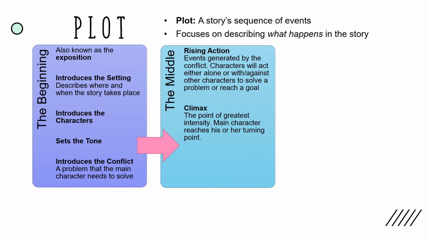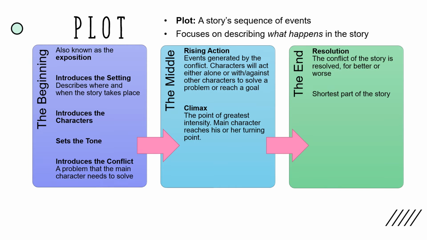The middle of the story consists of rising action, or events that are generated by the conflict. Typically, characters will act either alone or with or against other characters in order to solve a problem or reach a goal. The middle of the story ends with the climax, or the point of greatest intensity. This is where the main character reaches his or her turning point. Finally, the end of the story contains the resolution. This is where the conflict of the story is resolved, for better or worse. Usually, the end is the shortest part of the story.